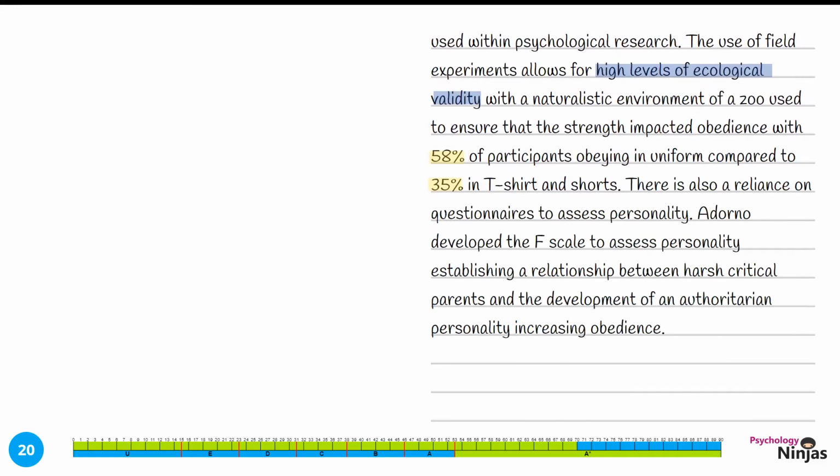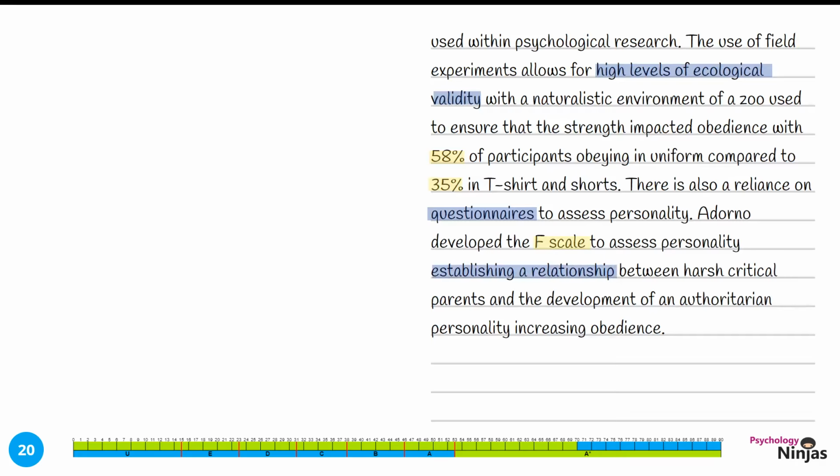There is also a reliance on questionnaires to assess personality. Adorno developed the F scale to assess personality, establishing a relationship between harsh critical parents and the development of an authoritarian personality, increasing obedience. Again, we have a focus on an older research method in terms of questionnaires, but we've been clear how this has a link to social psychology in terms of the F scale, and that this has helped us to establish relationships between different factors and variables.